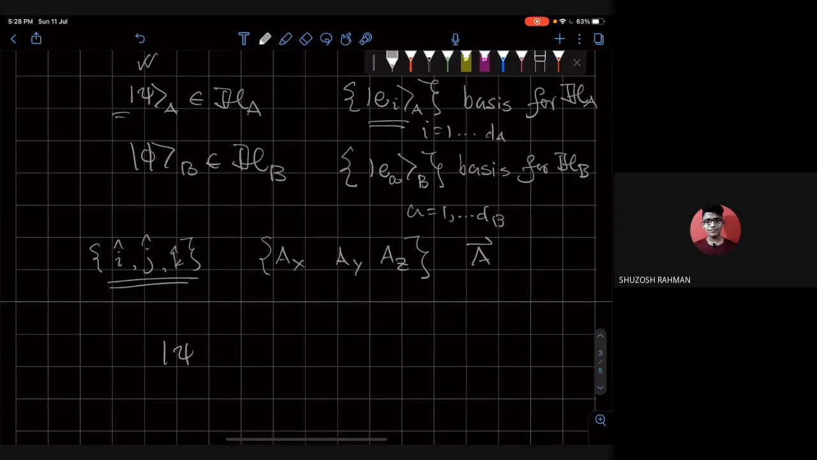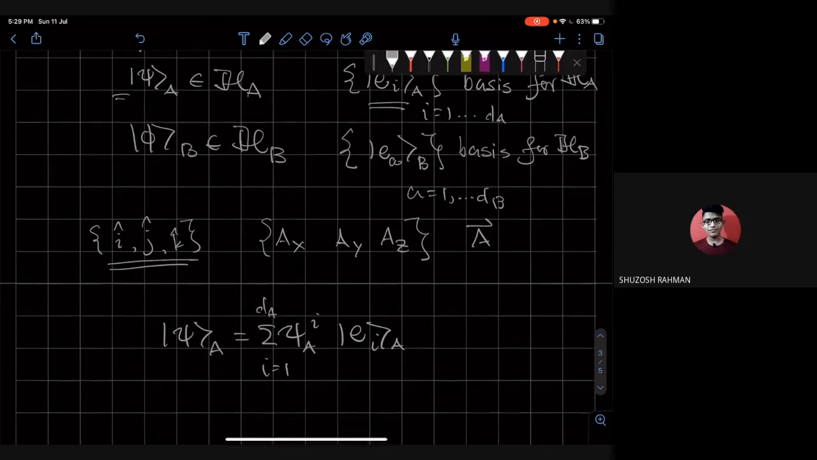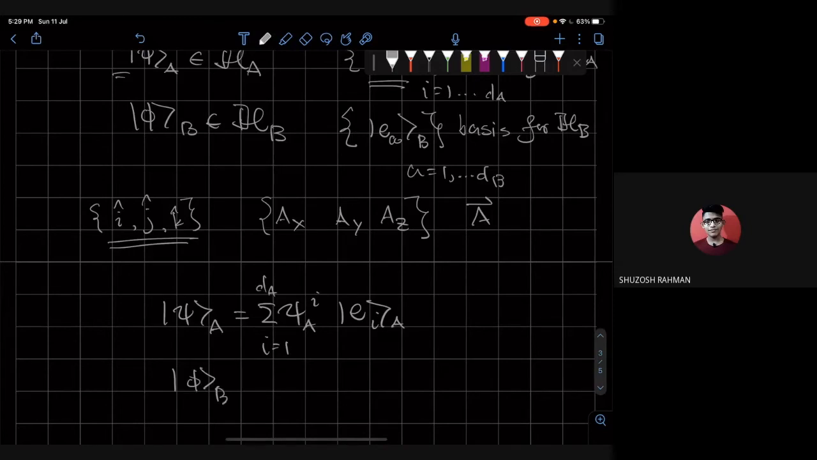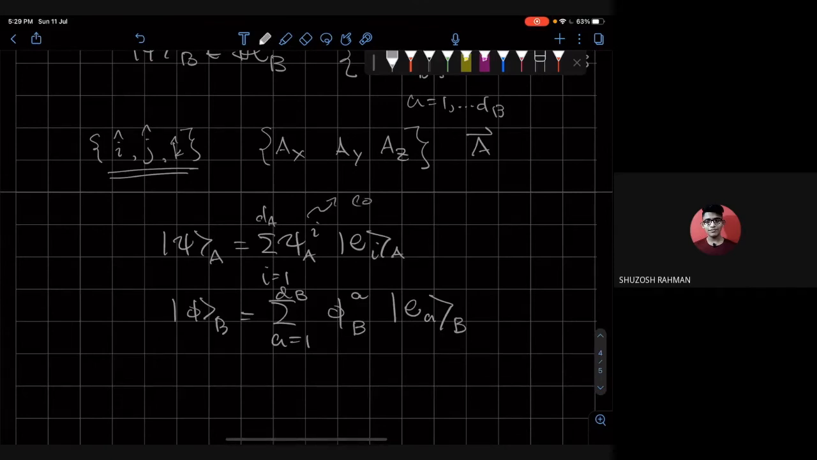So we can express psi_A as, say, the sum over i of psi_i^A e_i^A. Similarly, we can express phi_B in terms of the basis where a goes from 1 to the dimension of B, with components phi_a^B. Right? So these are the components or the projections. All of this should be very clear to you conceptually. If not, just ask me.